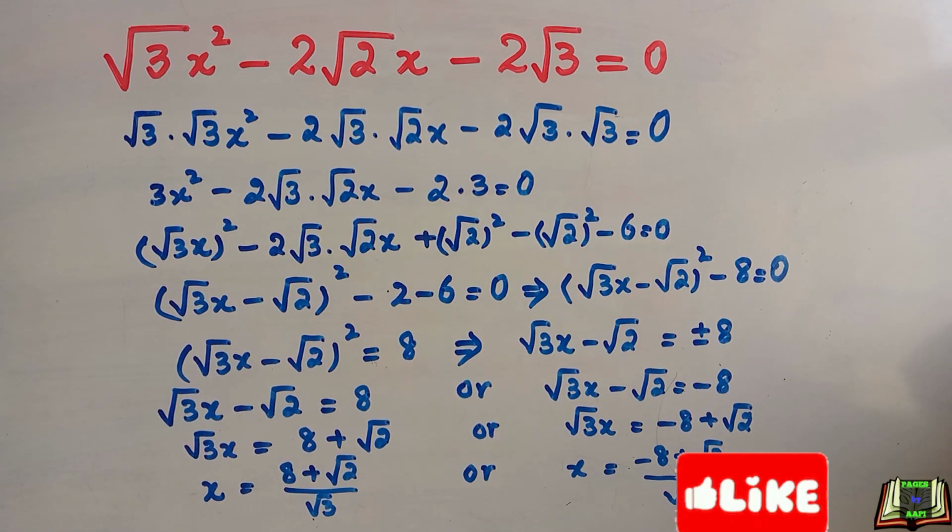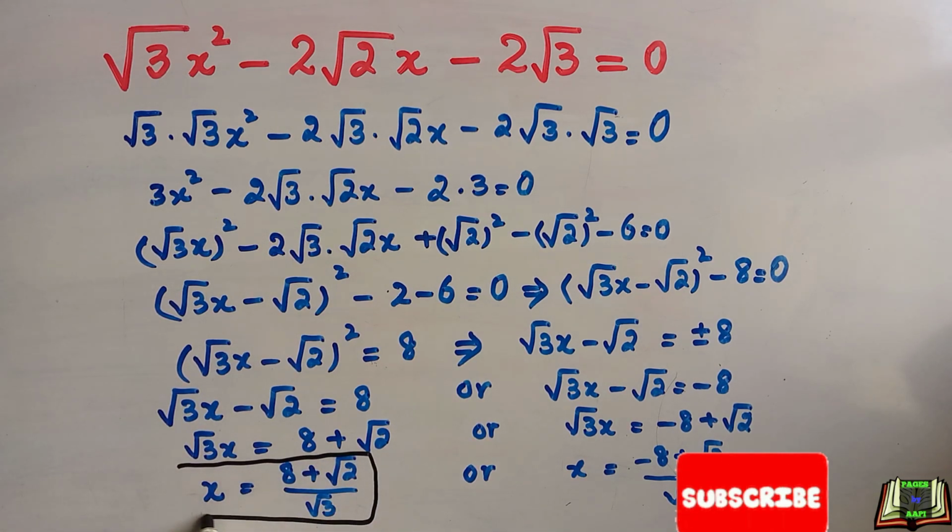It means we got the 2 roots of x. Root 8 plus root 2 over root 3 is the first root and minus root 8 plus root 2 over root 3 is the other root. I hope you find this solution easy.